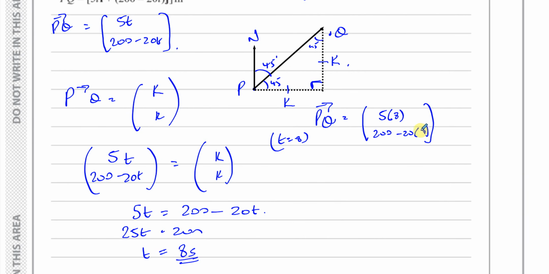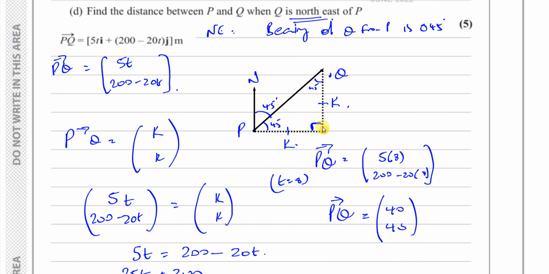Okay, and what should happen, if I'm correct, is that they should both be the same number, because we know that they're going to be represented by this vector. That length and that length are the same. So 5 times 8 is 40. 200 minus 160 is also 40. That makes us rest assured that we've done the right thing, because they have to be the same. So I know that K is 40 now. Right, so this is 40, this is 40.